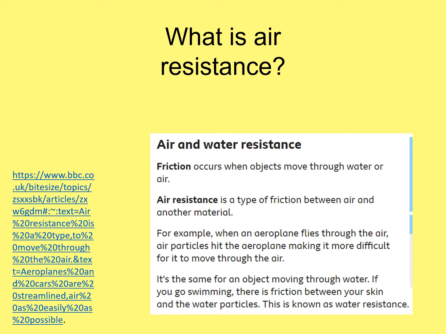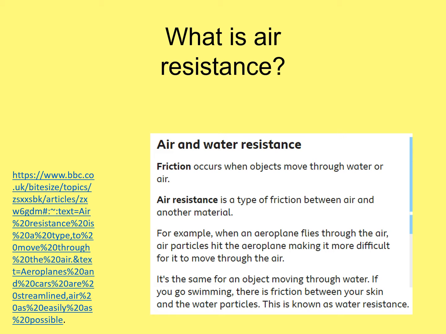Friction occurs when objects move through water or air. You investigated some friction a couple of weeks ago with the lesson from Mr. Forster, where you were looking at how resistance can affect the distance an object can travel. Air resistance is another type of friction between air and another material.